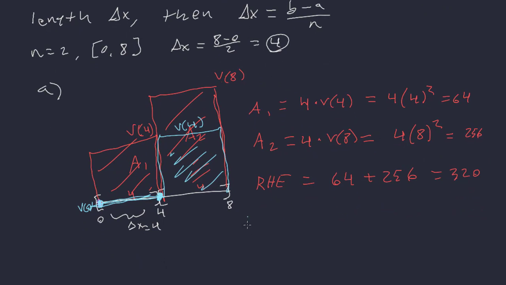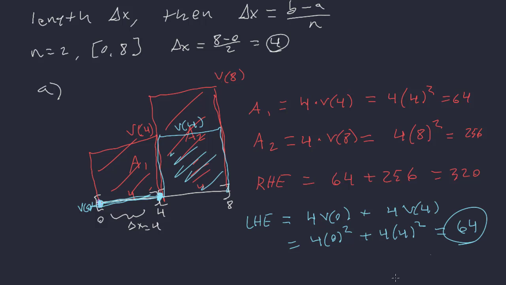Okay, so for our left-handed estimate, it's going to be the base 4 times V of 0 plus the base 4 times V of 4. So it's going to be 4 times 0 squared plus 4 times 4 squared. So this goes to 0, and that's just 64. Okay, so there's our left-handed estimate.